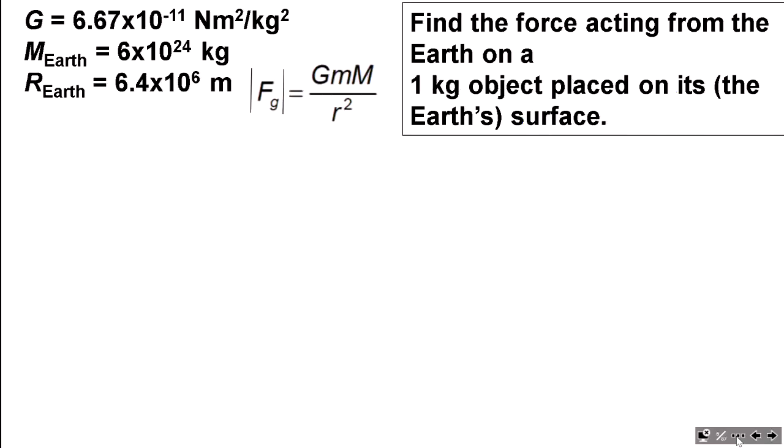And the real reason for this question is proving that the acceleration due to gravity is indeed equal to 9.8, or closely 10. So how would we calculate the acceleration due to gravity using Newton's law for gravity?